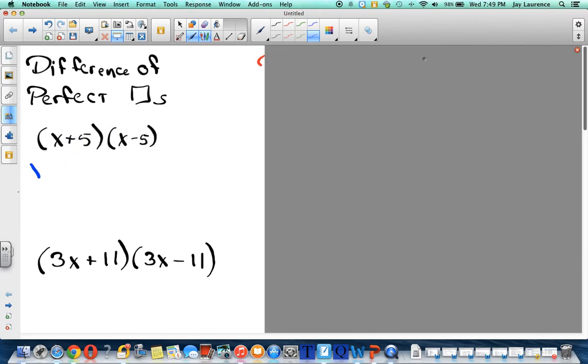So, that would mean going x times the quantity of x minus 5 plus 5 times the quantity of x minus 5. And I'm going to tell you, if you're doing it like this, it is a good way to do it, but it's actually too much work. You'll see what I mean in a minute.